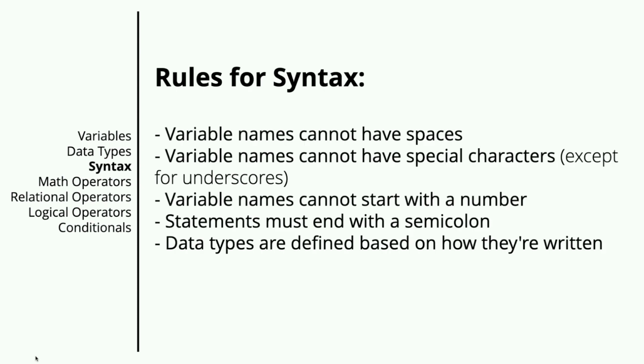So what are the basic syntax rules in Deluge? There's a lot of rules about how variables are named. When you create a variable, it can't have a space in it. It can't begin with a number, but it can contain a number. And it can't have special characters unless it is an underscore. So variable names, a little tricky.